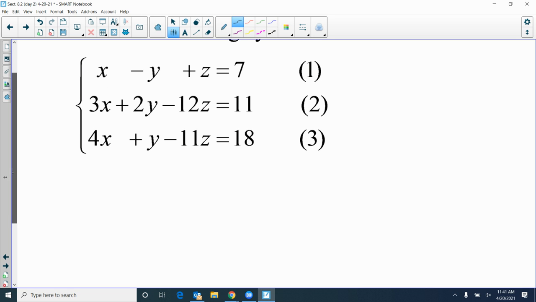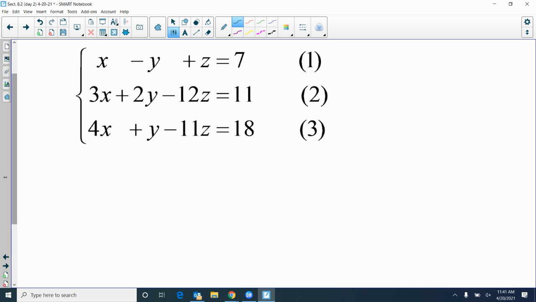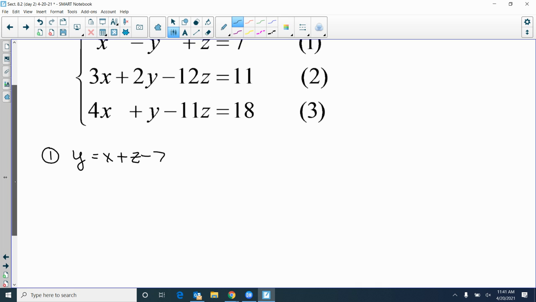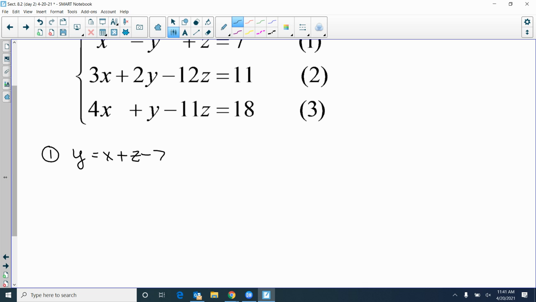Nice. So equation number one, you want to move the Y over, move the 7 over? Yep. All right, so I'm going to take equation number one and make it Y equals X plus Z minus 7. And we're going to plug it into equation 2 and equation 3 and see what happens. Oh boy, I'm not sure where we're going with this. This will be interesting.